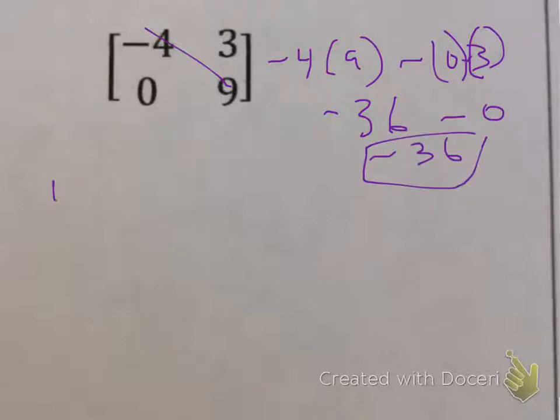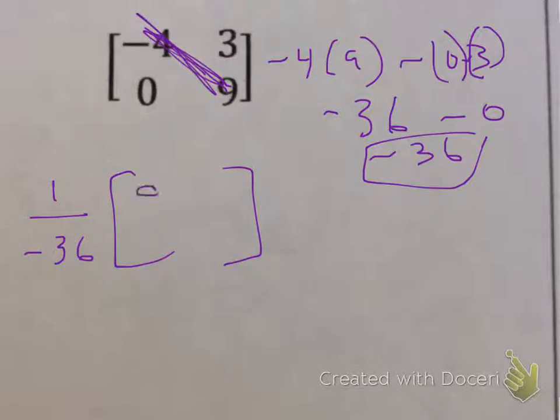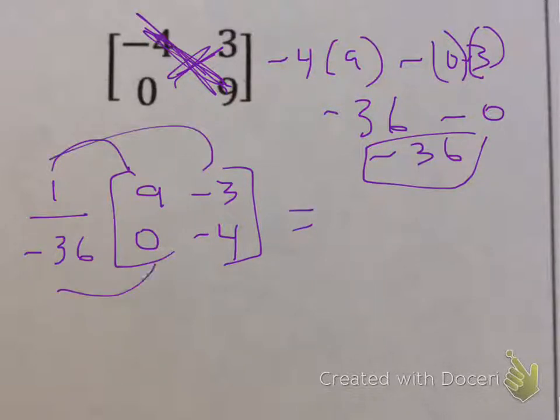So the rule said I go 1 over my determinant, and then I'm going to times it by my matrix that I flip. So I change these two positions. So this will be 9, and this will be -4. And then I change the signs on these two. Well, 0 doesn't have a positive or negative sign, so it stays 0. But this one becomes -3. And then what I have to do is multiply this scalar through every part of the matrix.